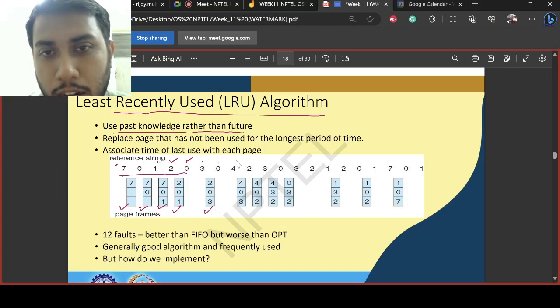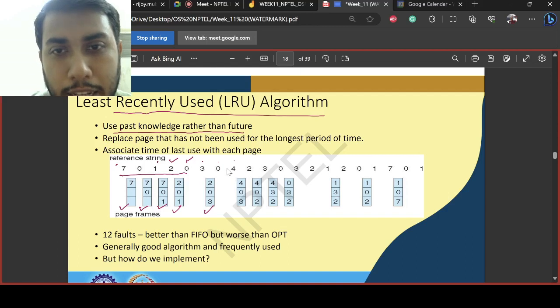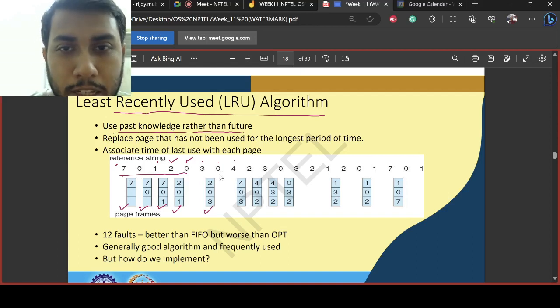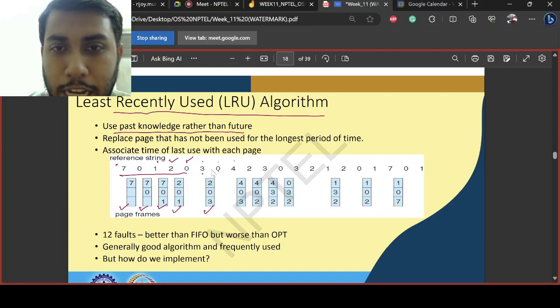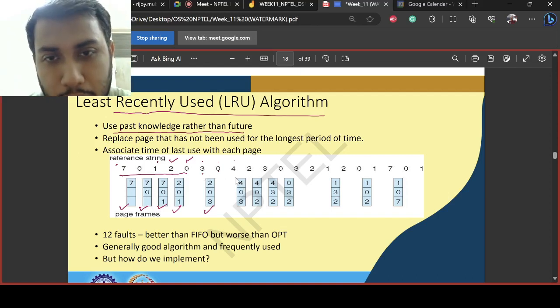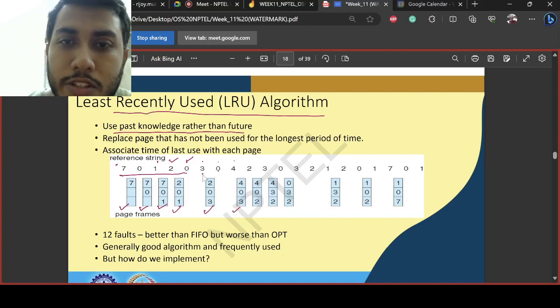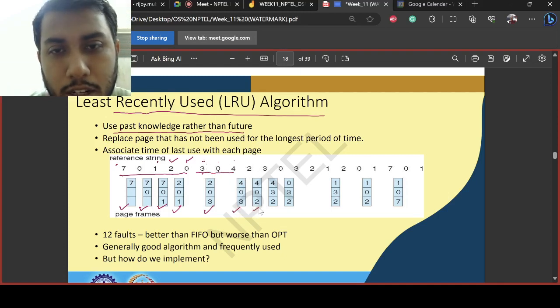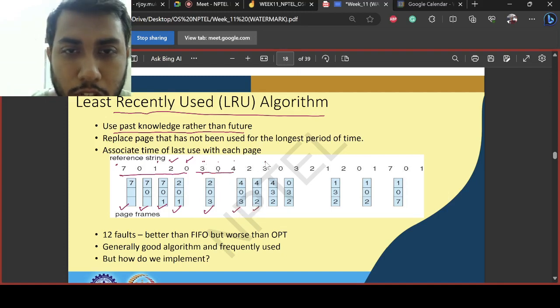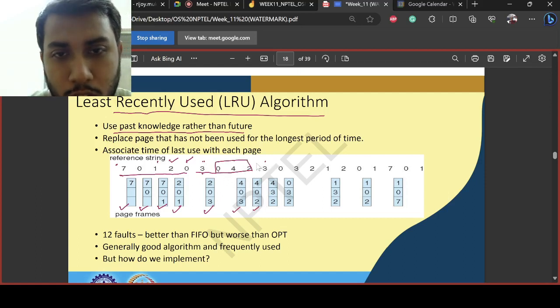0 is already present. Now 4. Again we will look at the history. Which has been used recently? 0 and 3 have been used recently, but 2 has not been used for a long time. So 2 will be evicted. Page fault. Next 2. So we'll look at the history, which has been least recently used, that is 3. So we'll evict 3 and bring in 2. Then the request is 3. Again same, which has been least recently used, that is 0. So we'll evict 0.